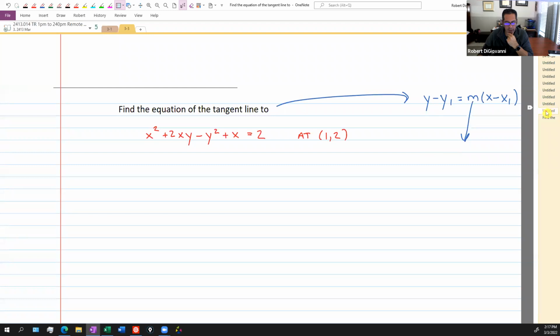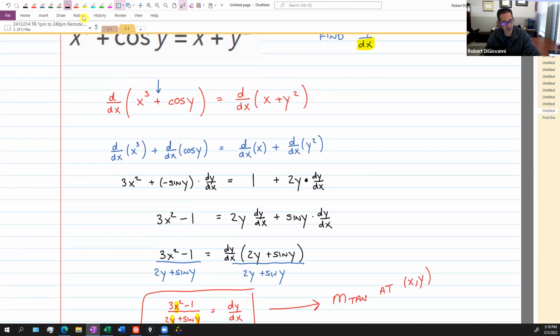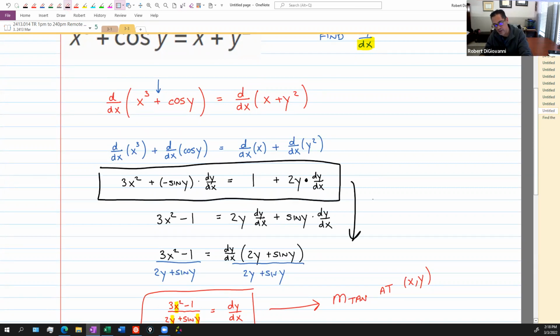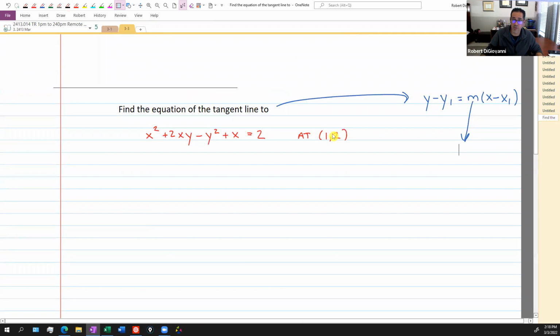Go back to the previous problem. You see this right here? When we took the derivative, we were done taking the derivative right here. And then the rest of it, from here to here, was algebra. We worked the algebra down until we got dy/dx by itself. If you're trying to find dy/dx and you are given the point, and here we're given the point, aren't we? (1, 2).